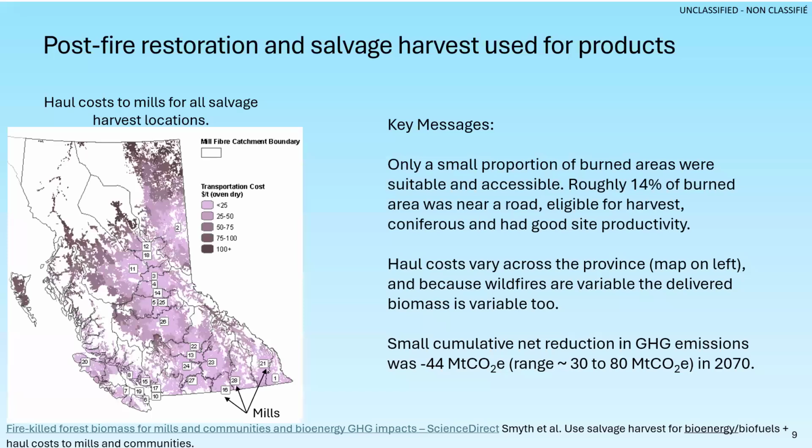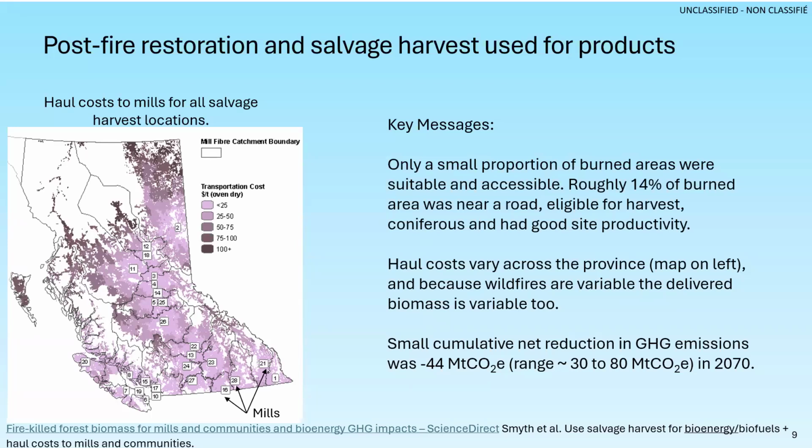So this helped us understand the spatial context of where the harvesting would occur. But we also estimated the cumulative net reduction in greenhouse gas emissions if we were to do a post-fire restoration scenario relative to doing nothing in the baseline. And we find that it does reduce the emissions, but it's fairly modest. So it was 44 megatons over about 50 years.